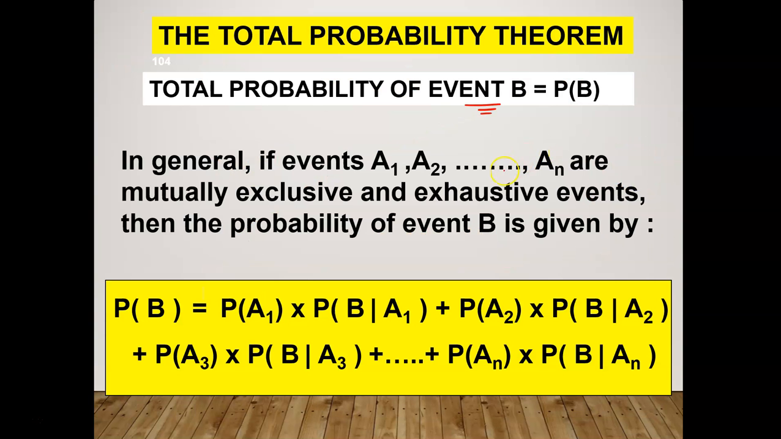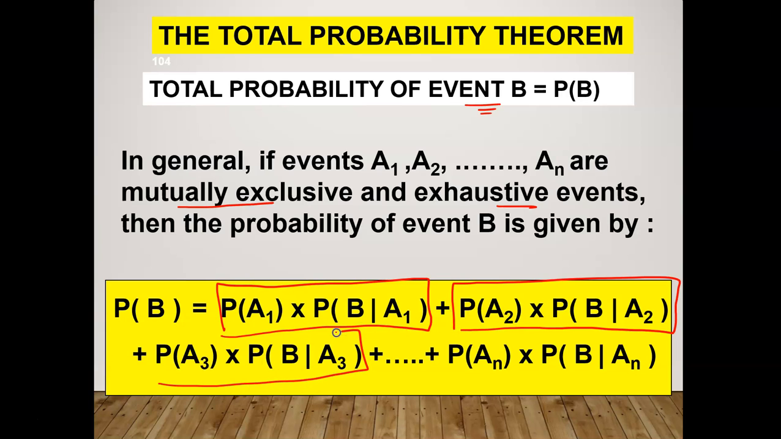In general, if events A1, A2 up until AN are mutually exclusive and exhaustive events, then the probability of B is given by P(B) equals P(A1) multiplied with P(B given A1) plus P(A2) multiplied with P(B given A2), one term A2 with A2, A3 with A3, and AN with AN. This is P(B) when there are many events.